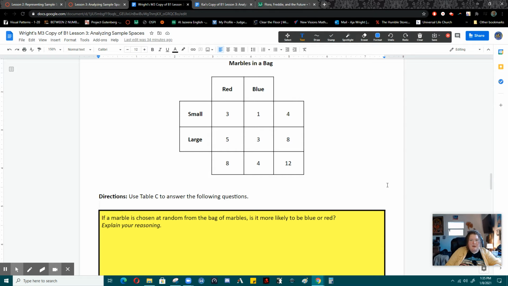Okay, so this is how you do some of the problems about the marbles. If a marble is chosen at random from the bag, is it more likely to be blue or red? What you need to do is look at the red column and the blue column. And you see you have 8 total red, 4 total blue out of 12. Well, that means that you have an 8 out of 12 chance for red, a 4 out of 12 chance for blue. So 8 out of 12 is a bigger chance, right? That's like a 2/3 chance, 67%. 4 out of 12 is 1/3 chance.